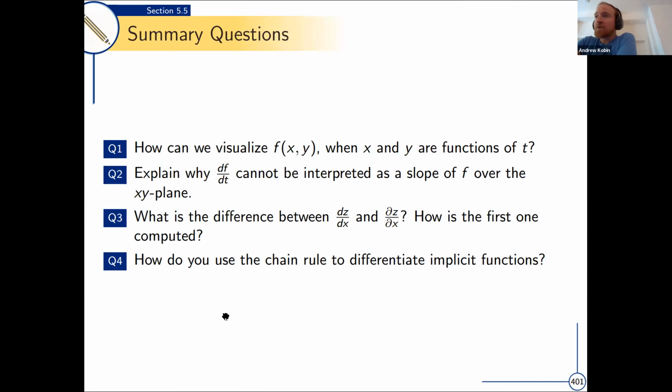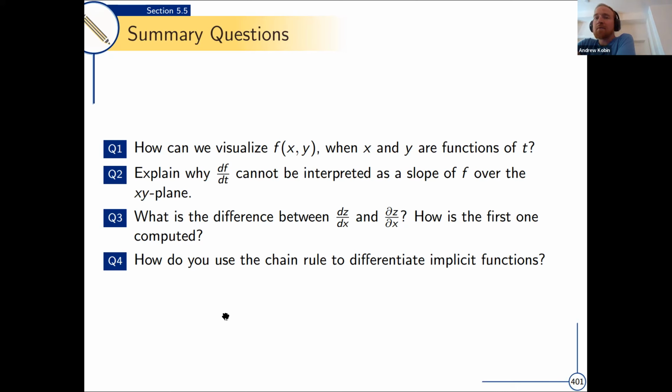To summarize, and there's a lot of content in this lecture, but it all comes down to how do we visualize rates of change? For example, how can we visualize a function f of 2 variables x and y when each of those input variables are separate functions of another variable t? Can you explain why df dt, the result of computing that rate of change, cannot be interpreted as a slope of f over the xy plane?